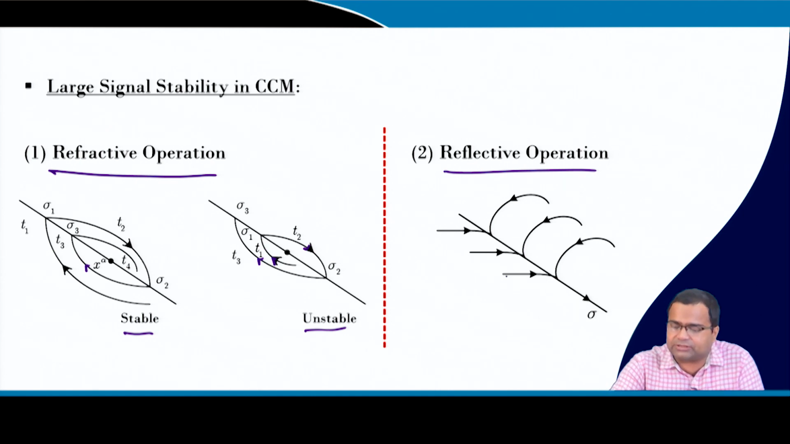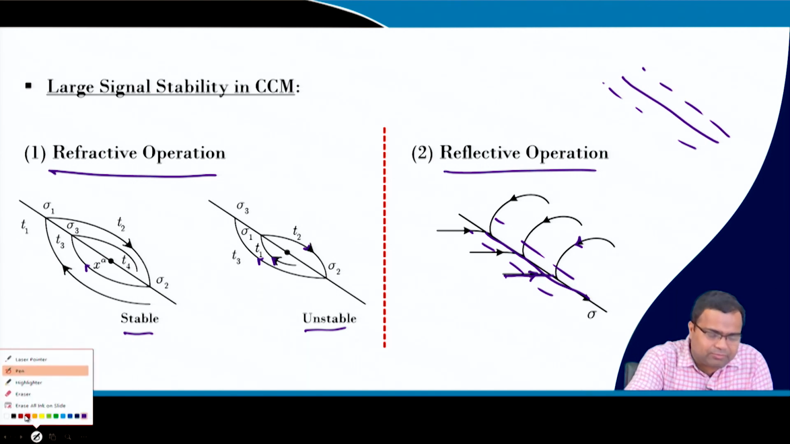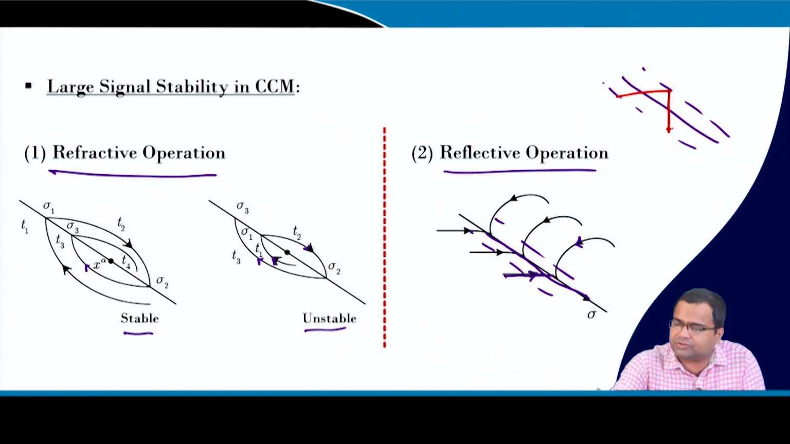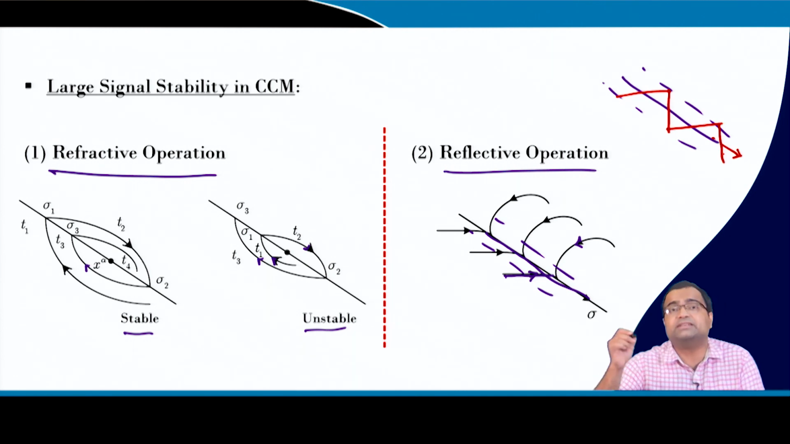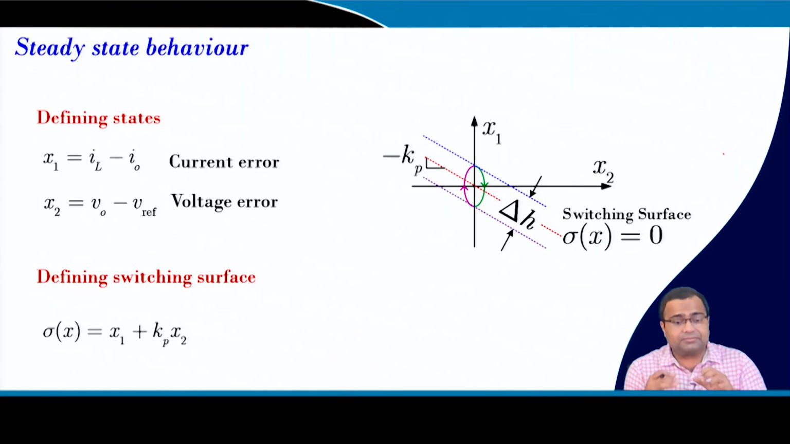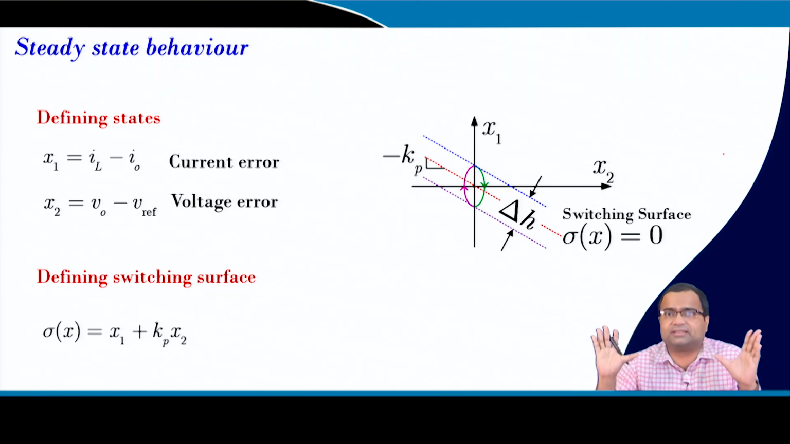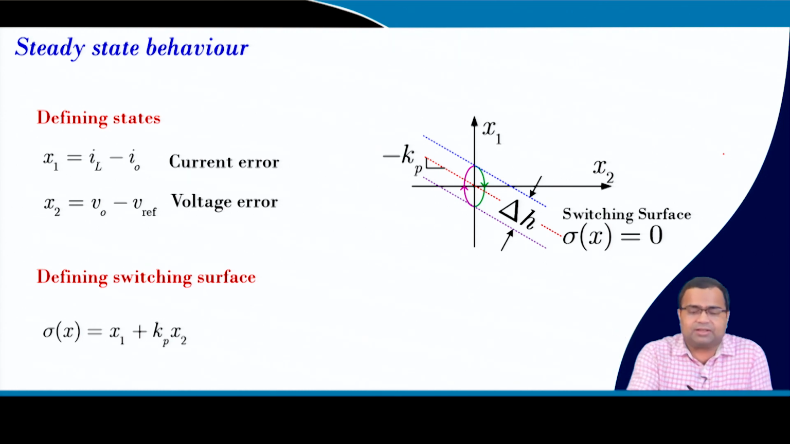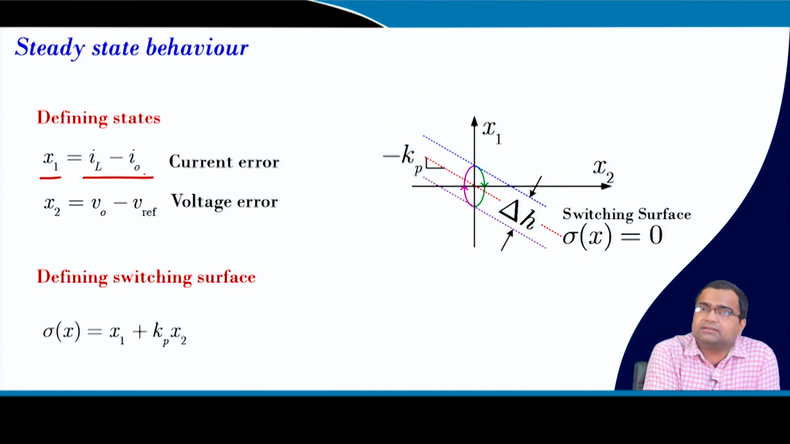In the reflective region, both sides the trajectories are approaching, so it will slowly move towards this line, and you can create a hysteresis band around your switching surface on both sides. The trajectory will move like this, slowly going towards the desired point, and there we actually achieve sliding motion. Now here we are going to implement a current-based switching surface control, where one state is my inductor current minus the output current.